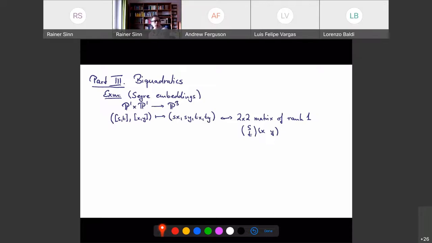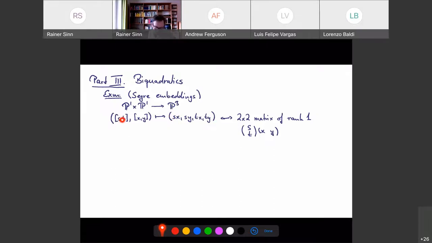These monomials have always degree 1 in each set of variables, right? So this is one set of variables, this is another, and these are all the monomials that have degree 1 in both. Well, that's one way to think about this. Another way to think about this is that these here represent the 2x2 matrices of rank 1.